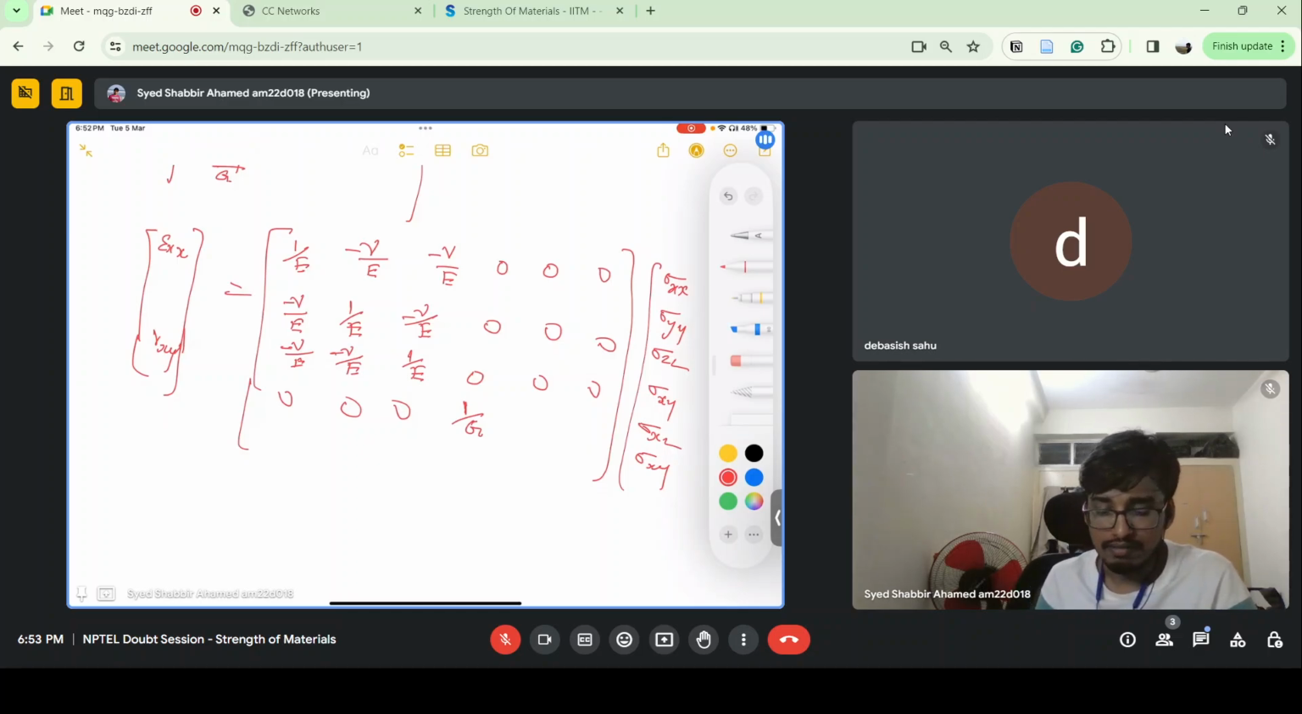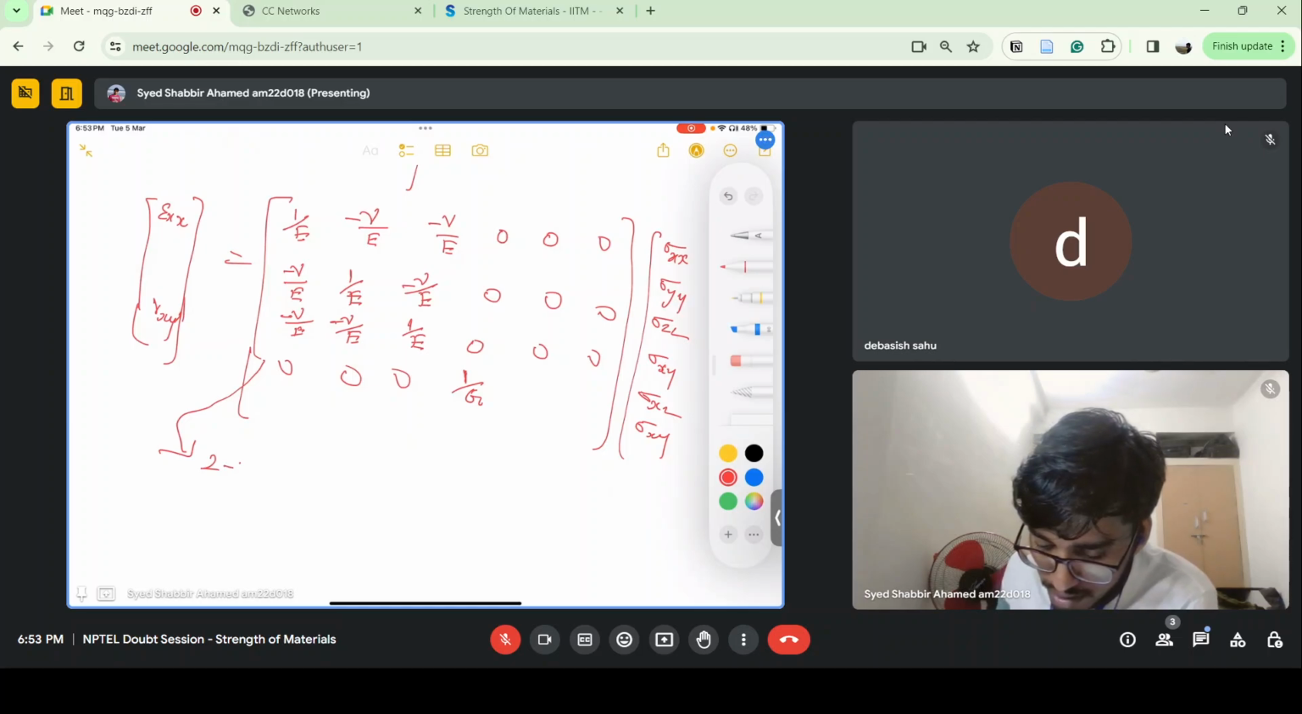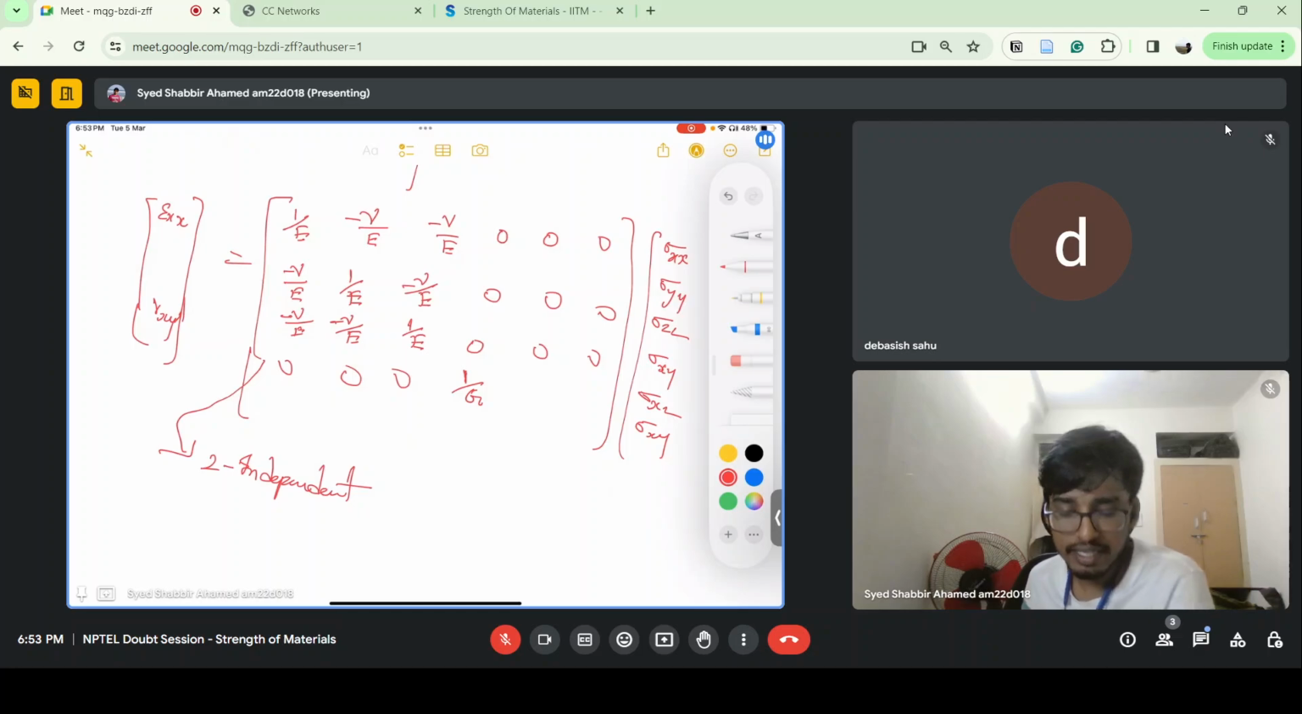Here in this whole tensor you can see that there are 3 elastic constants, but G can be derived if you know mu and E. So that's why this is the stress and strain relationship for an isotropic material. In this whole elastic tensor we only have 2 independent elastic constants: E and mu, or E and G, or mu and G. Using 2, we can get the other one.